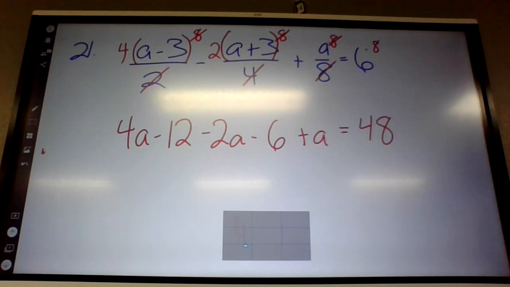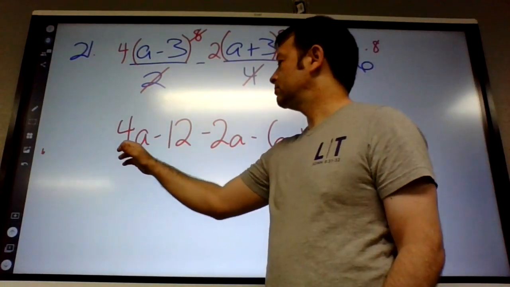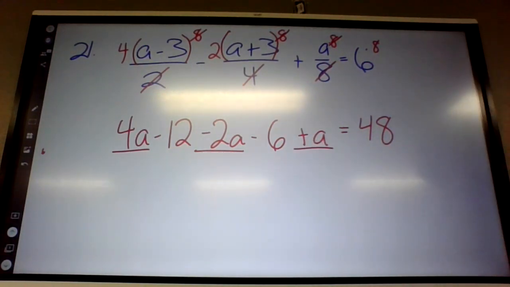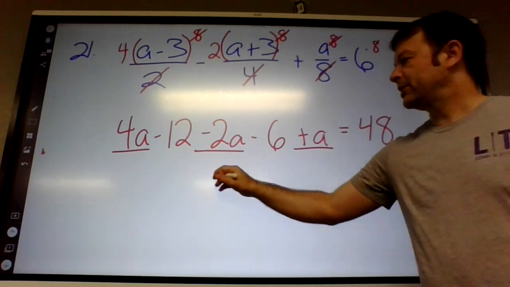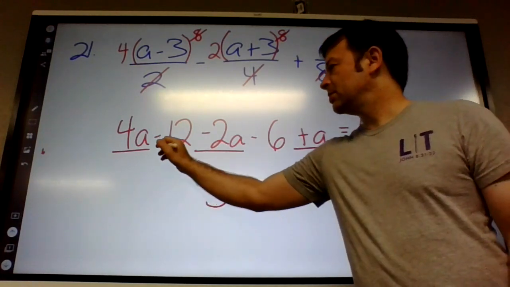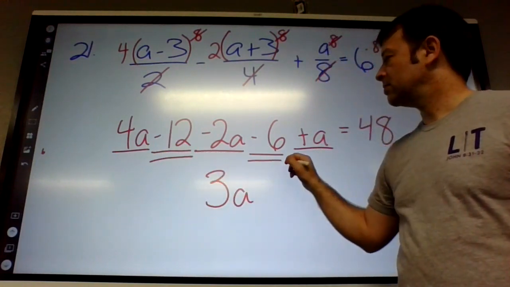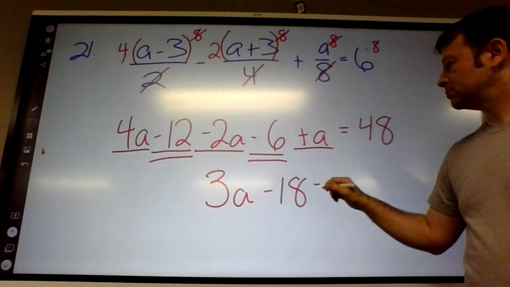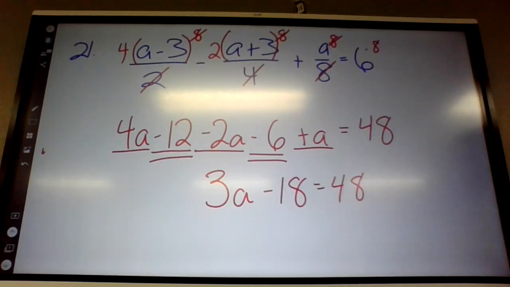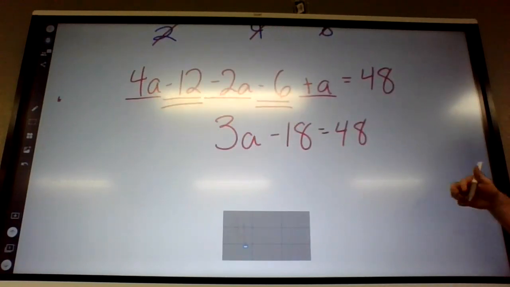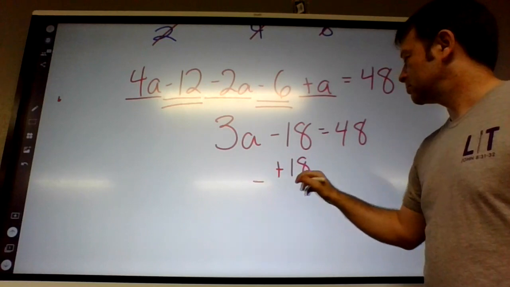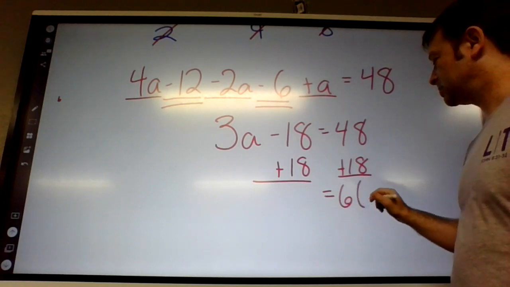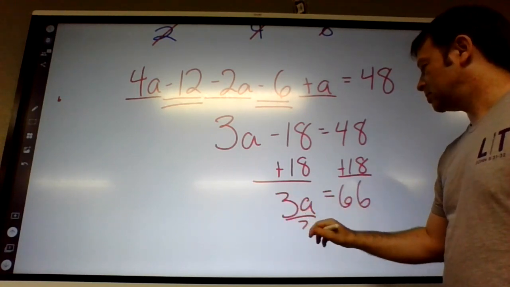All right, now what, Hank? You would add all the A's together. All the like terms? You would do 4A minus 2A would be 2A, plus A would be 3A. We got 3 A's. And then you do negative 12 minus 6, so it would be negative 18. All right, starting to look better. Then you'd add 18. What is that, 66? Yeah. Then you divide by 3.